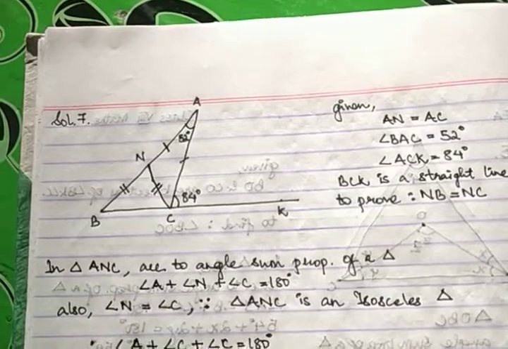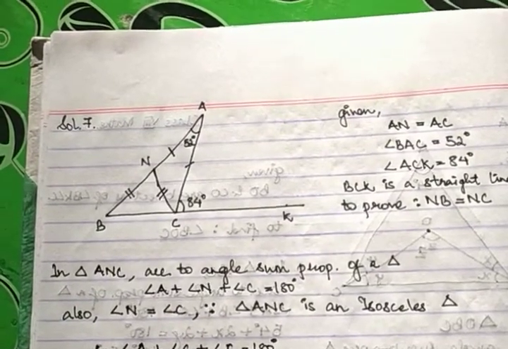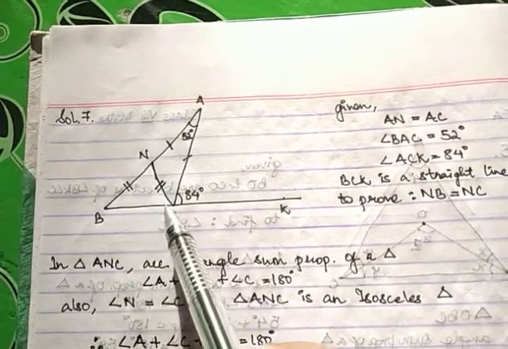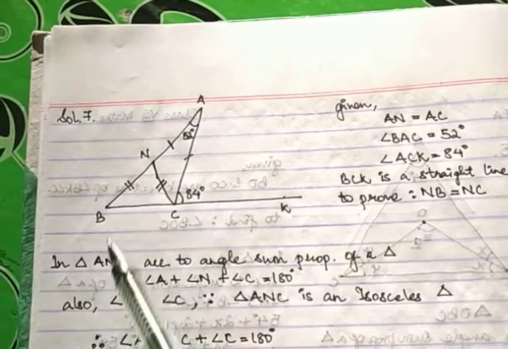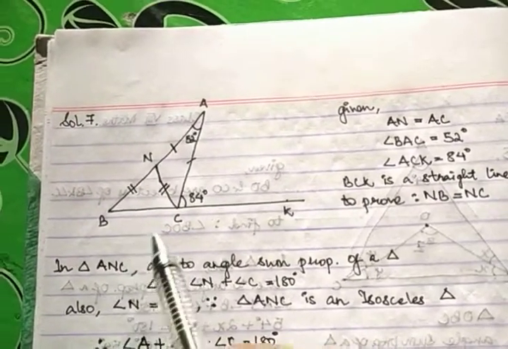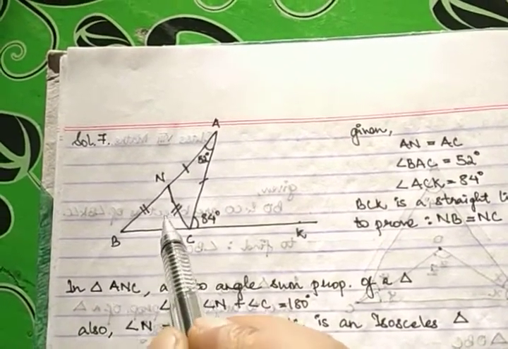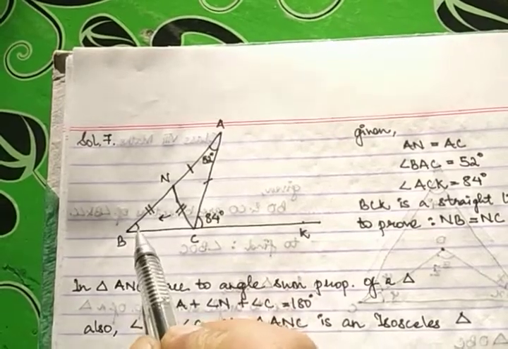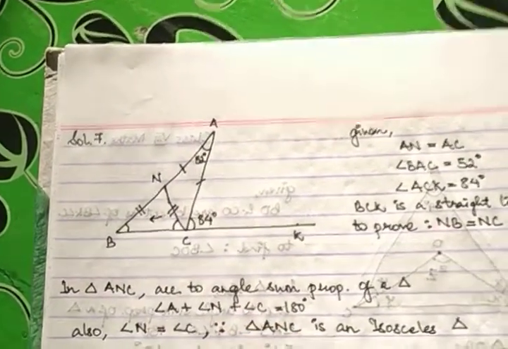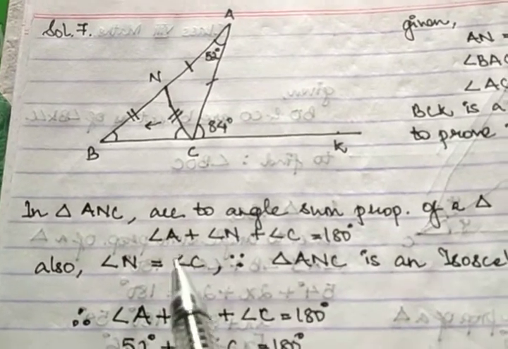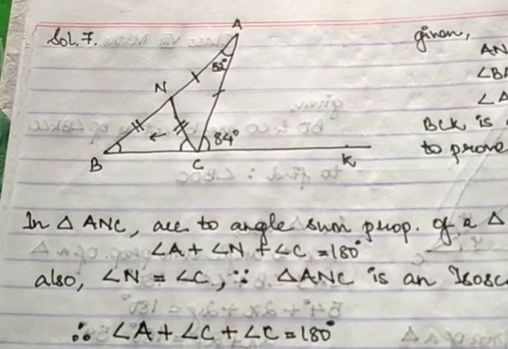Now what we can simply do here is prove that NBC is an isosceles triangle. Now what happens in an isosceles triangle? 2 sides will be equal, isn't it? If we can simply prove that NBC is an isosceles triangle, then these 2 sides will also be equal. For that, we know that angles opposite to the equal sides are equal. That means we need to figure out this angle and this angle, isn't it?